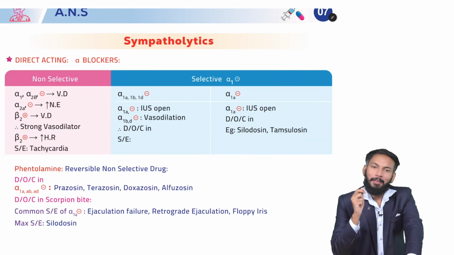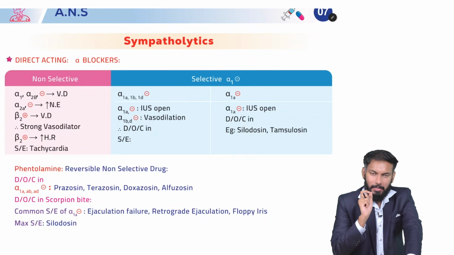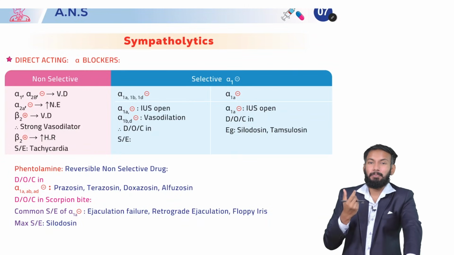Okay, so have you revised the sympathomimetics? We have talked about the catecholamines and non-catecholamines, and then we have seen the indirect acting drugs like uptake inhibitors, norepinephrine releasers like tyramine and amphetamines. Yes, now we will start with the sympatholytics.